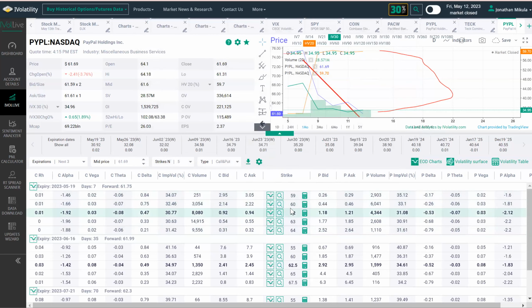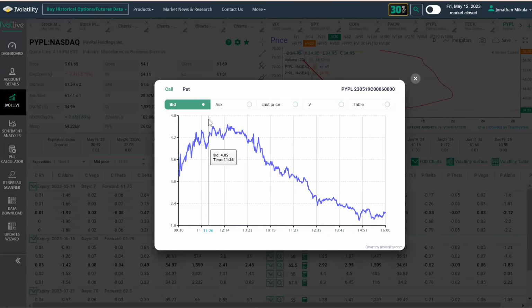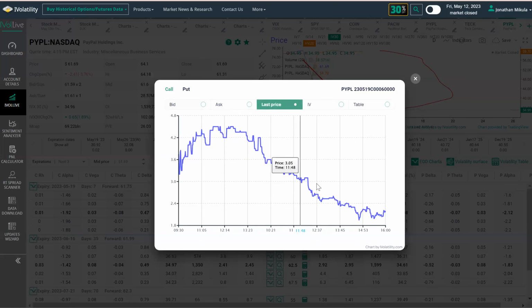Now, the other things that you could do with this option chain view is look at some really cool charts. This will show you the bid, the ask, and the last price for that specific option here, the $60 strike.